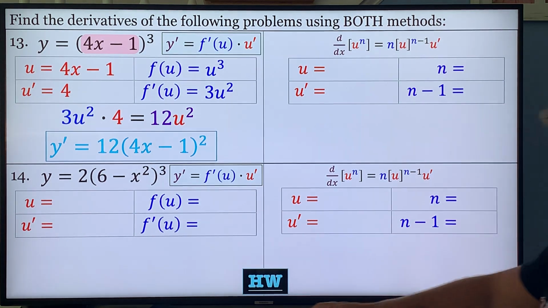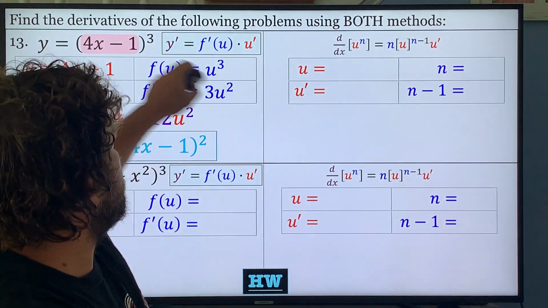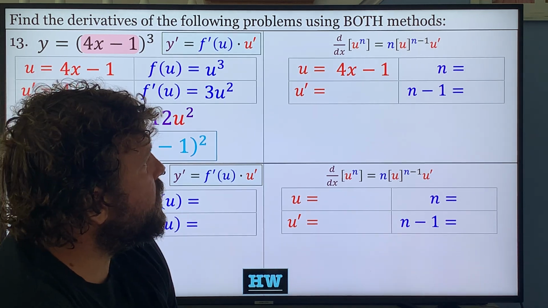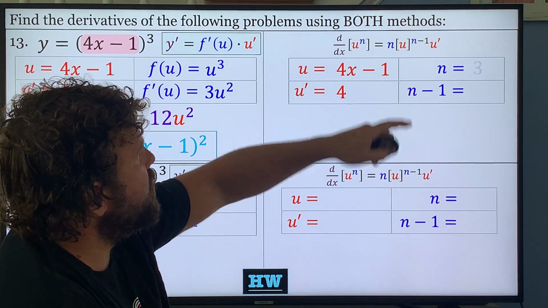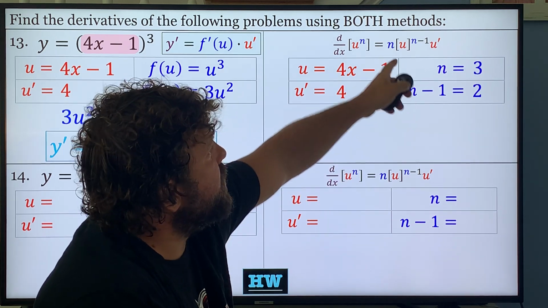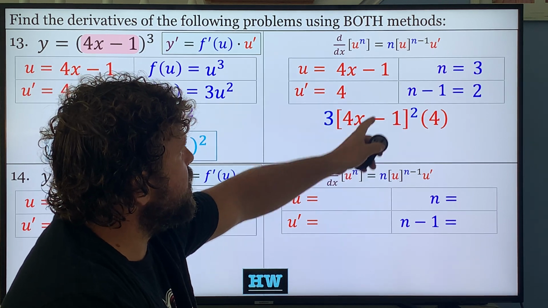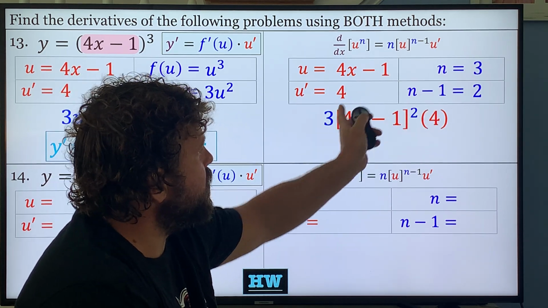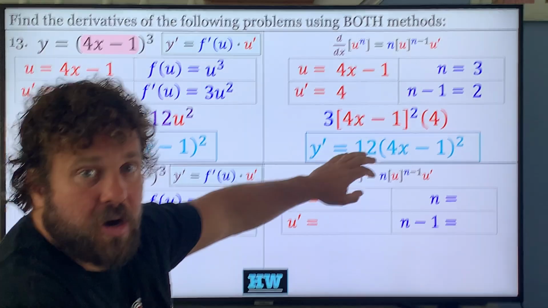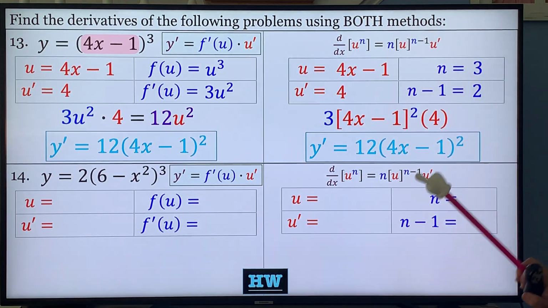No. Let's check out method number 2. U. It's the same u, 4x minus 1. N. What power are we raising this to? The third power. The derivative of that is 4. Raising it to the third power, 3 minus 1 is 2. Plug all the stuff into here. N, which is 3. U, 4x minus 1, n minus 1 is 2, times 4. 3 times 4 is 12 times 4x minus 1 squared. Notice the answers are identical. The answers are the same.